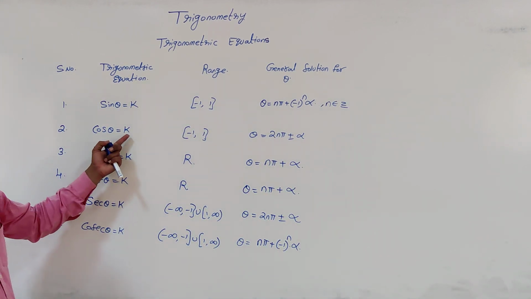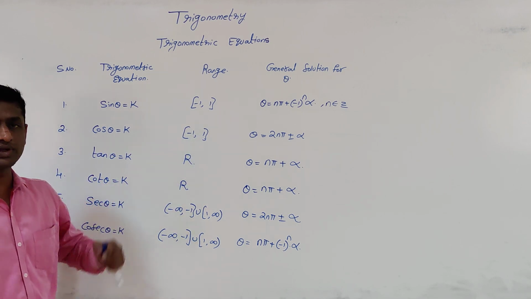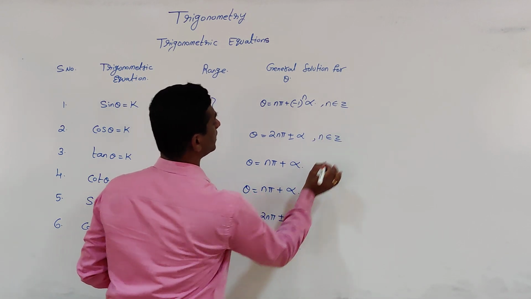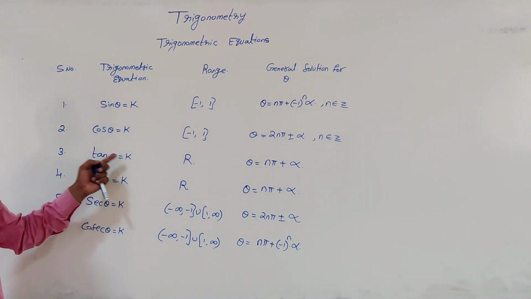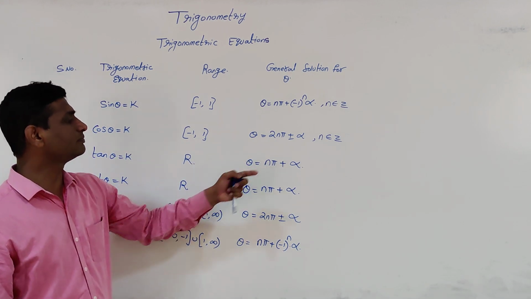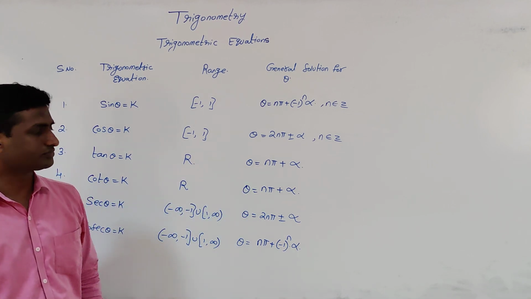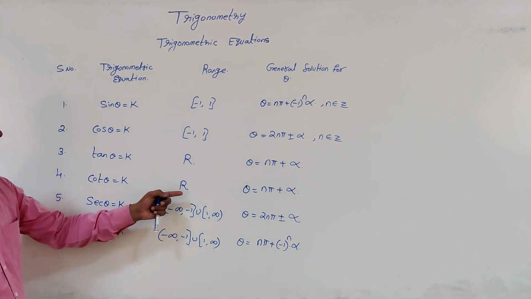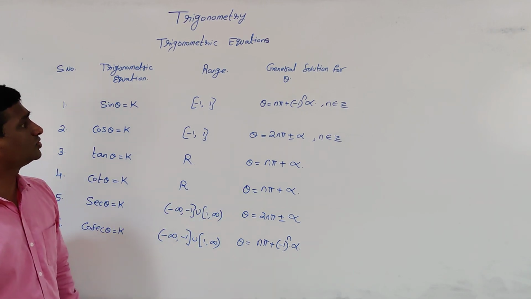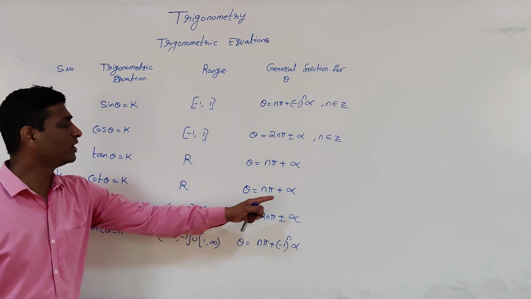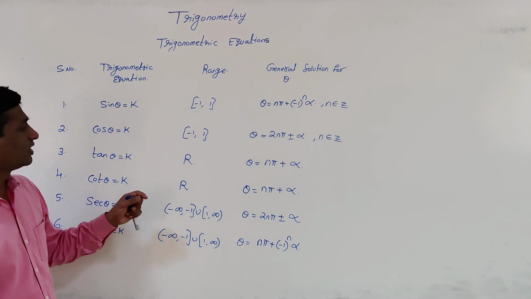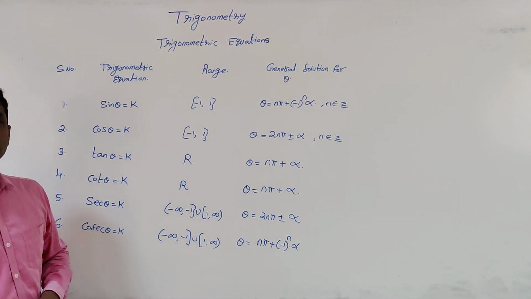Similarly, if cos theta is equal to k, with range minus 1 to plus 1, then theta is 2n pi plus or minus alpha, where n belongs to Z, integers. If tan theta is equal to k, the range of tan theta is R, so the general solution is theta equal to n pi plus alpha, where n belongs to Z. Cot theta is equal to k, and the range of cot theta is R, and the general solution is theta equal to n pi plus alpha, where alpha is the principal solution for cot theta. Means alpha should lie in the open interval 0 comma pi.